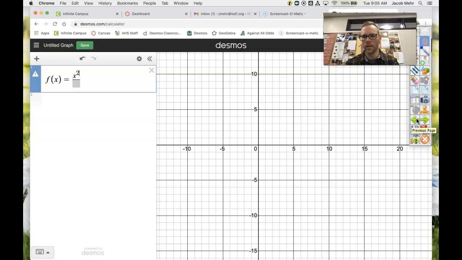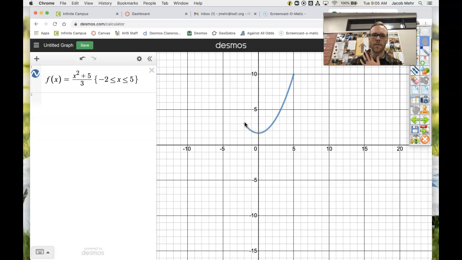What was it? X squared plus 5/3. Okay, there's that quadratic, but we were only graphing it from -2 to 5. And it looks like that. So it's much better than my sketch, right? So at -2, it was up there at 3. At 0, it was at 5/3, 1 2/3. And at 5, it's up at 10. Okay, so we were able to put those pieces together.